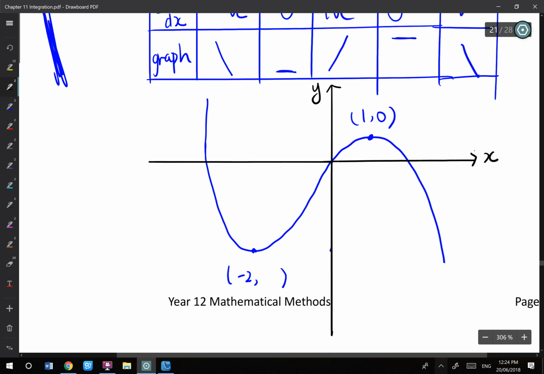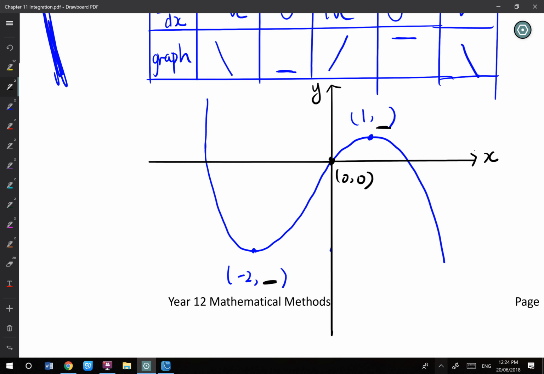I can't find the others, this is not 1, 0, it's 1 comma something. So I can't find those two. I have no further information for that, but I know this point is 0, 0. It passed through the origin. The vertical axis must be there because -2 is here, 1 is here, and it's 1/3 away from 1.